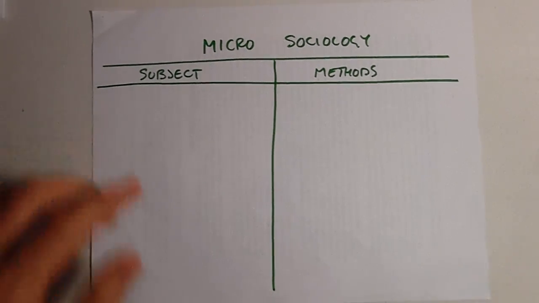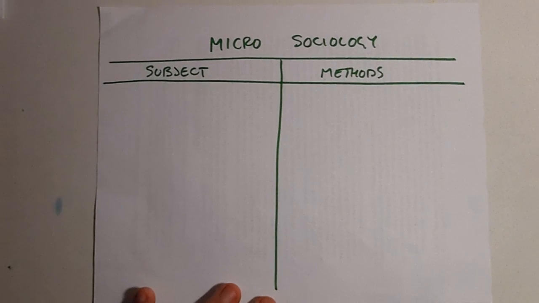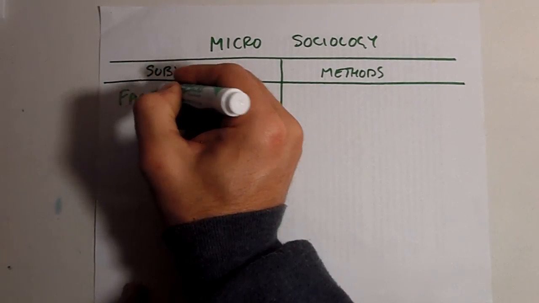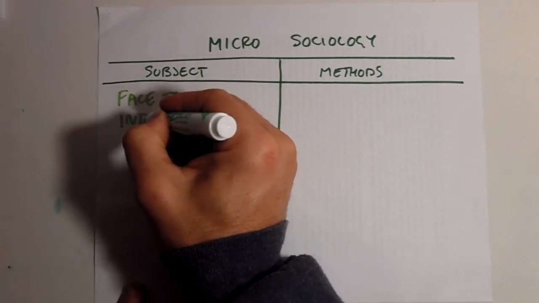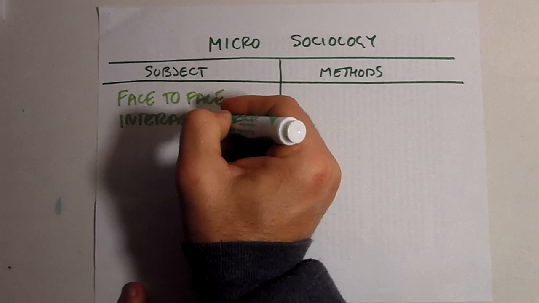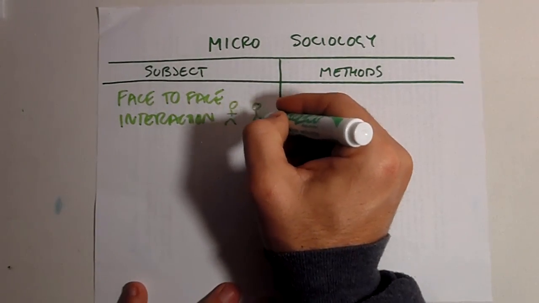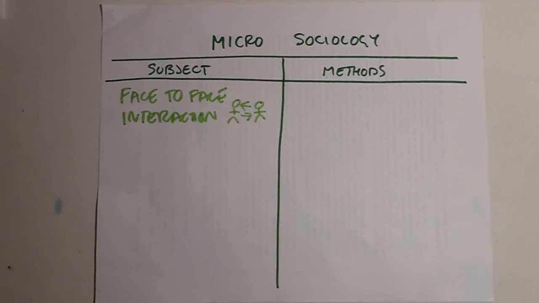Microsociology is most often defined in terms of its subject matter. The most basic thing to remember about microsociology is that it studies face-to-face interaction. What happens when two people come together and have to interact? How do they interact? And more particularly, what are the patterns in their interactions?